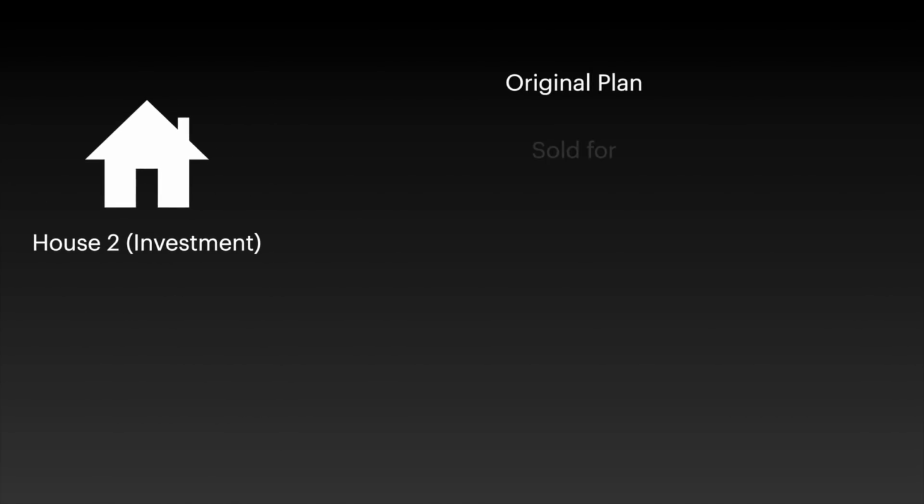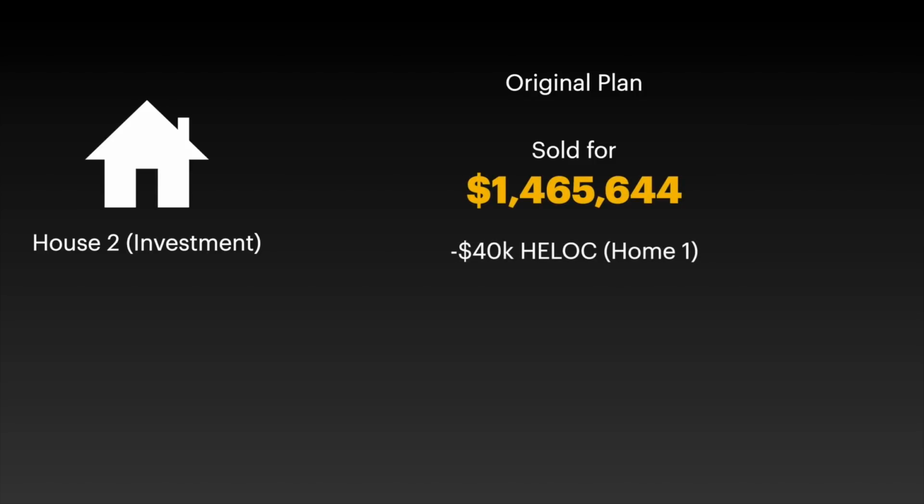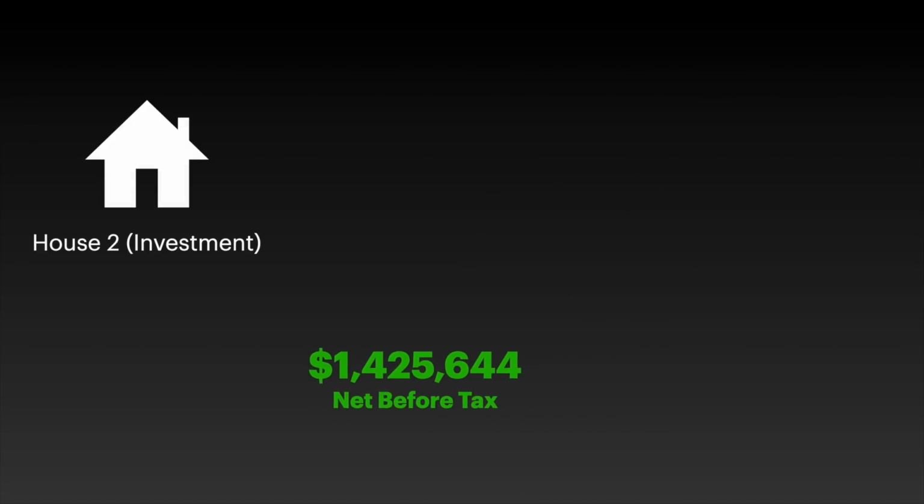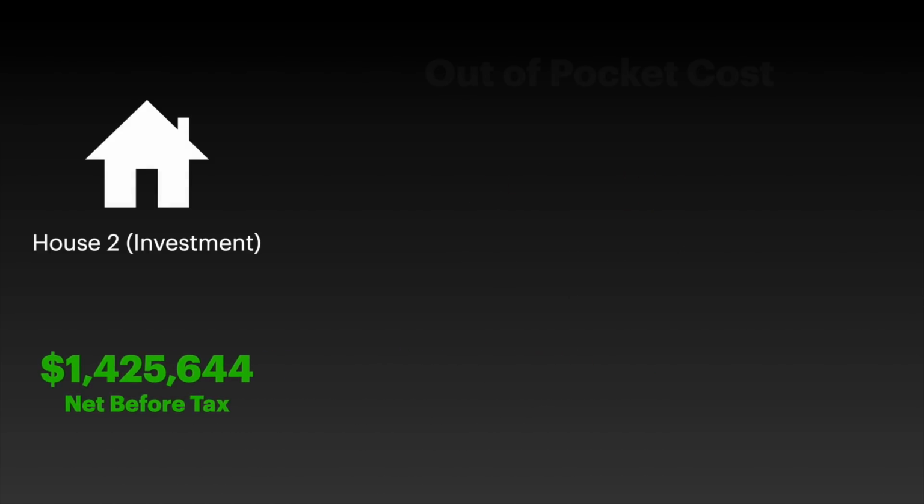In our original plan, we sold the home for 1.46 mil. Now we're going to minus 40K for the equity on our first home because we have never paid that back. At the end, we have a net 1.425 mil on hand before tax. But because my client cares about how much they put out versus how much they get back, let's first look at how much they actually contributed towards this house.